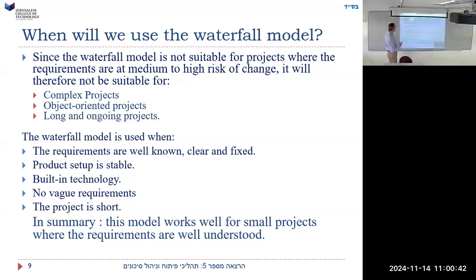What it says here is a little bit different. Since the waterfall model is not suitable for projects where the requirements are at a medium to high risk of change, it's not suitable for very complex projects, object-oriented projects. I don't know why. That's what it says here. I didn't write that. I don't know, I can make a very non-complex project with object-oriented principles. But anyway, long ongoing projects, if the project is a continuous project. Like, think about the project at Microsoft that makes the Word program. They're continuously changing and updating things. I couldn't possibly have planned 40 years ago what they've done now.